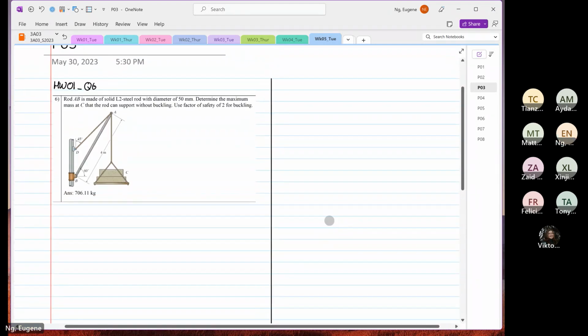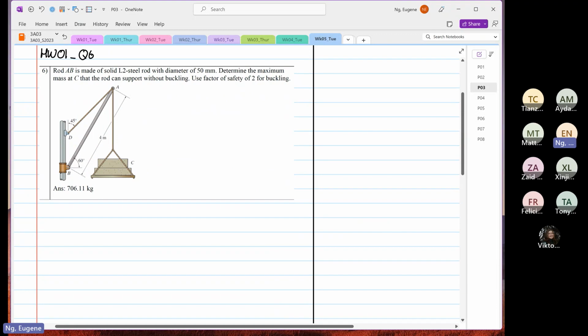Okay. So a rod AB is made of L2 steel with diameter 50 millimeters. Determine the maximum mass at C that the rod can support without buckling. Use a factor of safety of 2 for buckling. Okay, so we know that we are only given AB, and we know AB is a rod, and it has a diameter of 50 millimeters, so 0.05 meters.